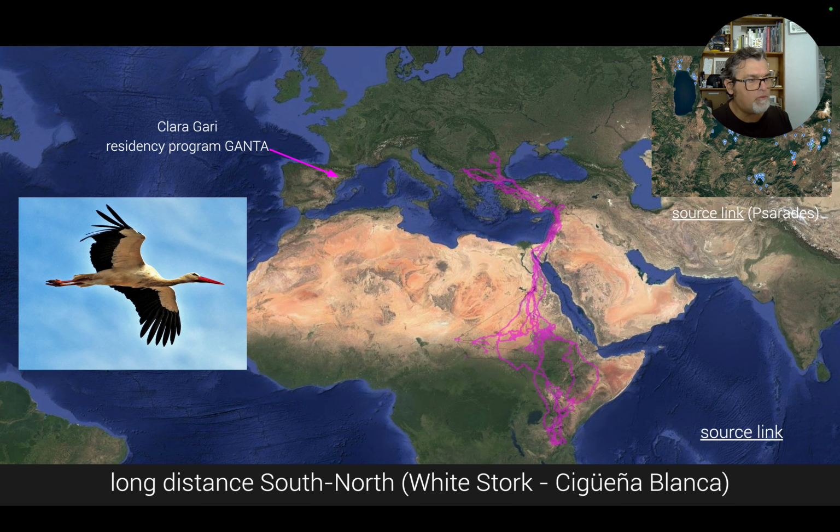You can see the pink line is the tracking of a white stork during a migration, where scientists use GPS signals to track the motion. You can see it really follows the south-north axis, the magnetic pole. On the bottom right corner you have the link where you can navigate this map.